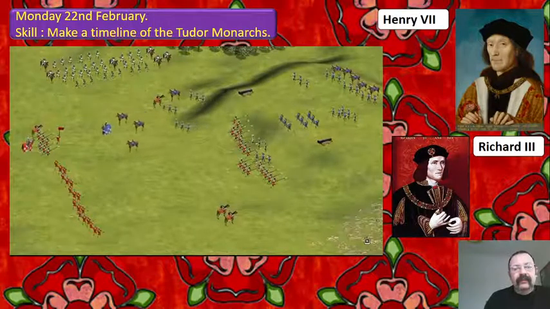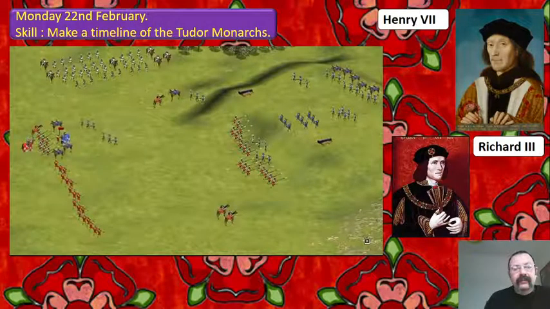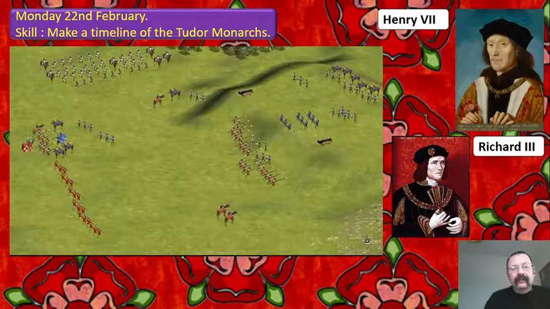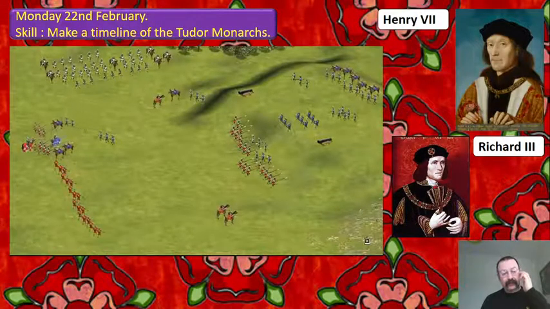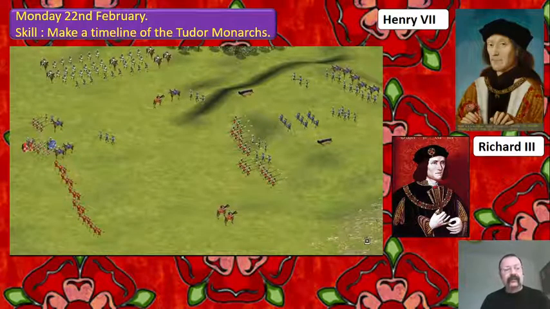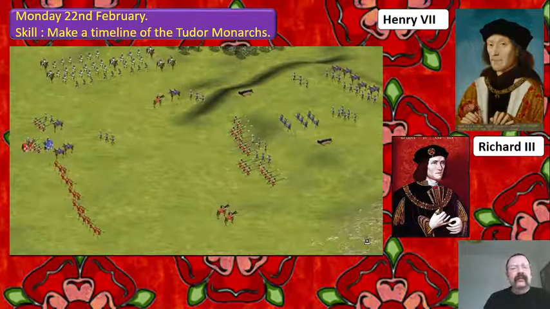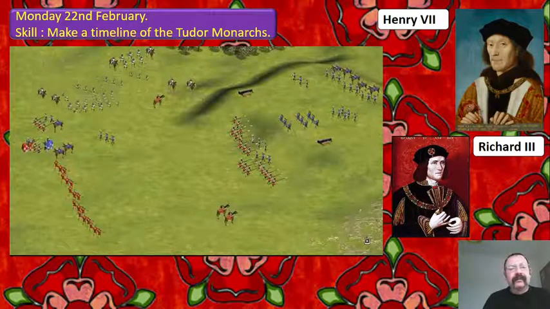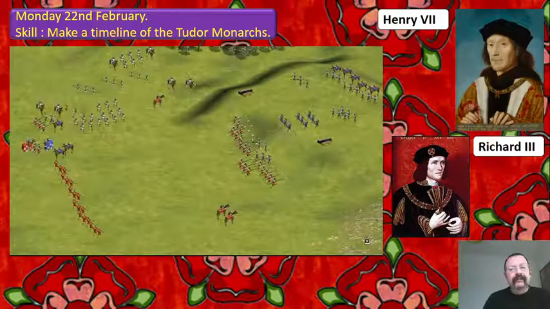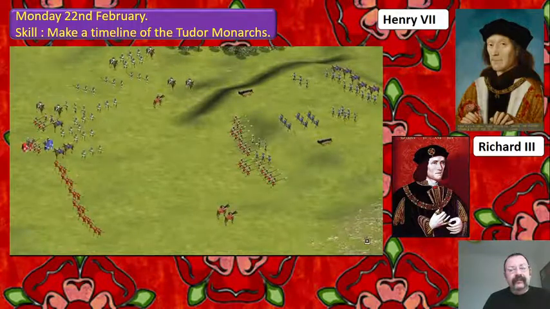Richard's attack smashed straight into Henry's defence, killing his standard-bearer. When Henry's bodyguard began to suffer major losses, William Stanley, who until now had only been observing the battle, ordered his forces to assist Henry. With this intervention, Richard and his group were surrounded.